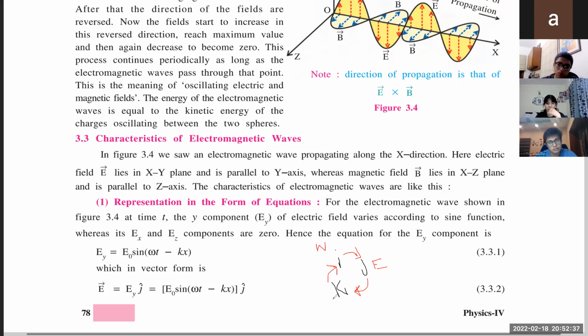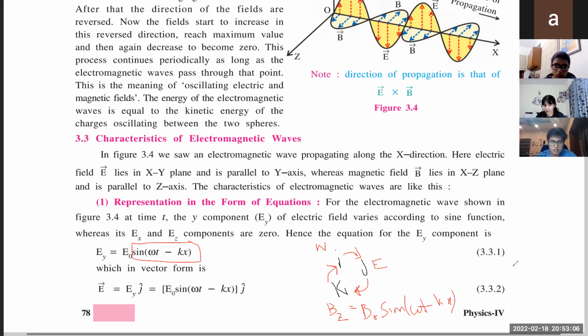That means in which direction was the magnetic field? K, which is Z. That means when you write B, you will write BZ, right? And then you will write B naught. When you write BZ, B naught, and then you have to copy this trigonometry as such. So B naught sine omega t minus kx, right? Sine of omega t minus kx. Understood, everyone?